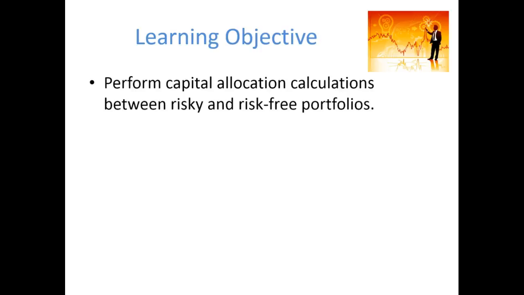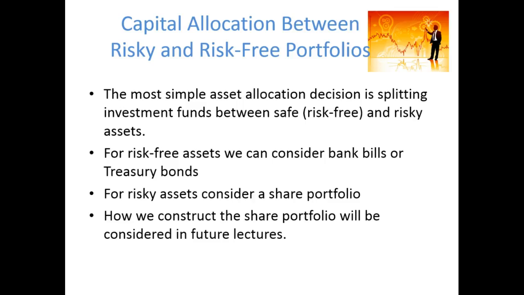The most simple asset allocation decision is the allocation between risky and risk-free assets. In this learning objective, we examine capital allocation calculations based on that asset allocation decision. So many investors are faced with this decision, that is, to split their wealth across different asset classes, where the two asset classes are a risky asset and a risk-free asset.